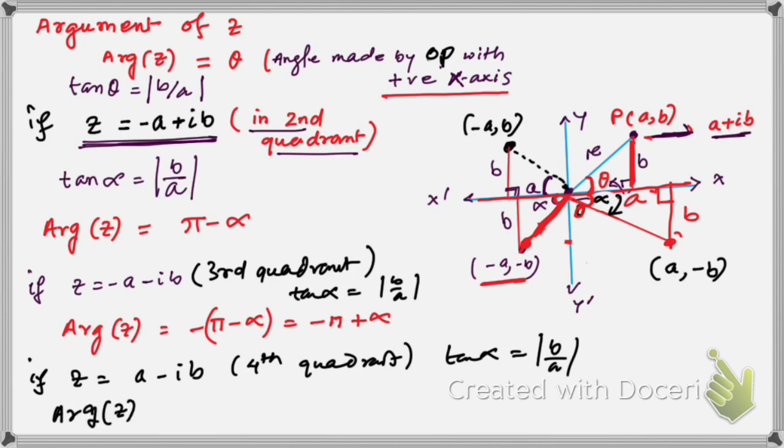And here the argument of z is going to be given by theta, which is equal to minus alpha, because we are going now in clockwise direction. In clockwise direction, we used to take negative, right? And in anti-clockwise direction, we used to take positive. Okay, so hope you have understood how to find modulus and how to find argument in different conditions of a complex number. These are the basic things about complex numbers.